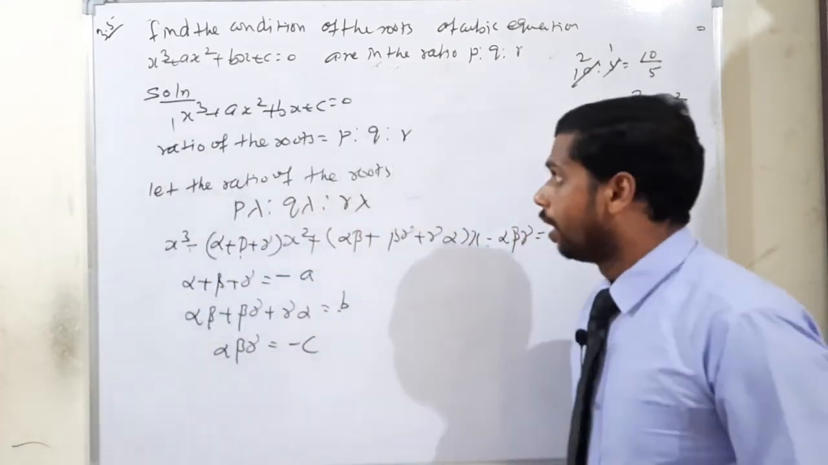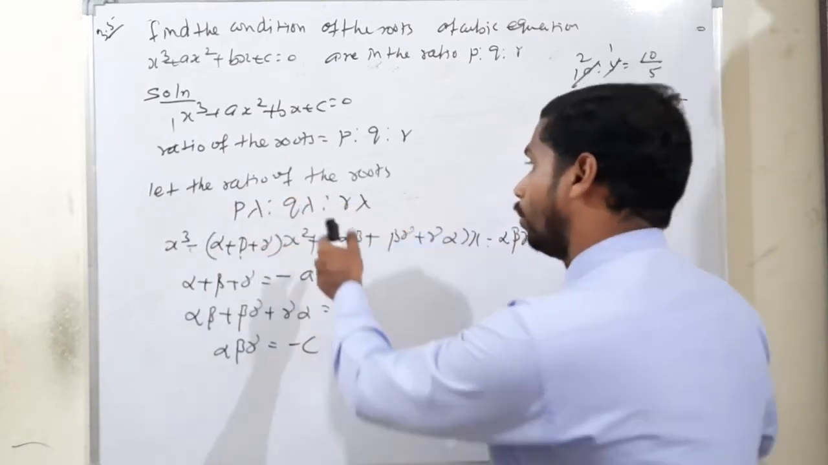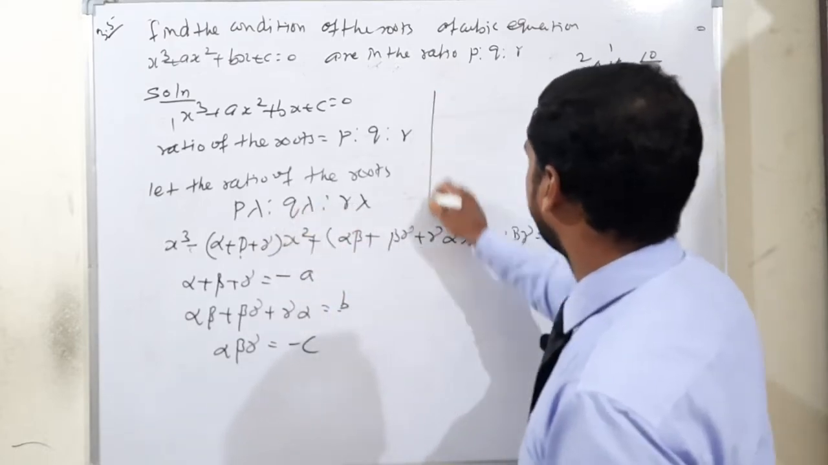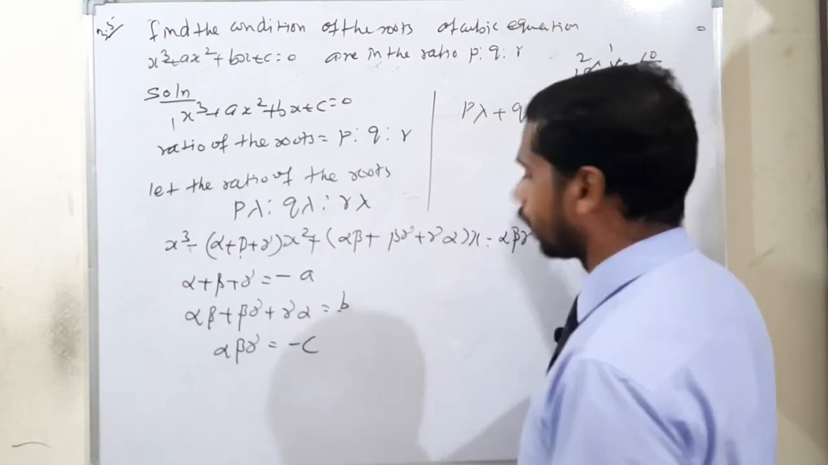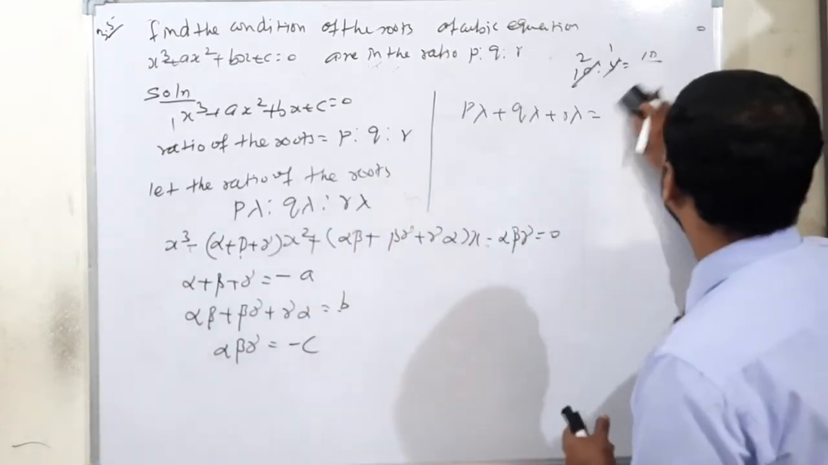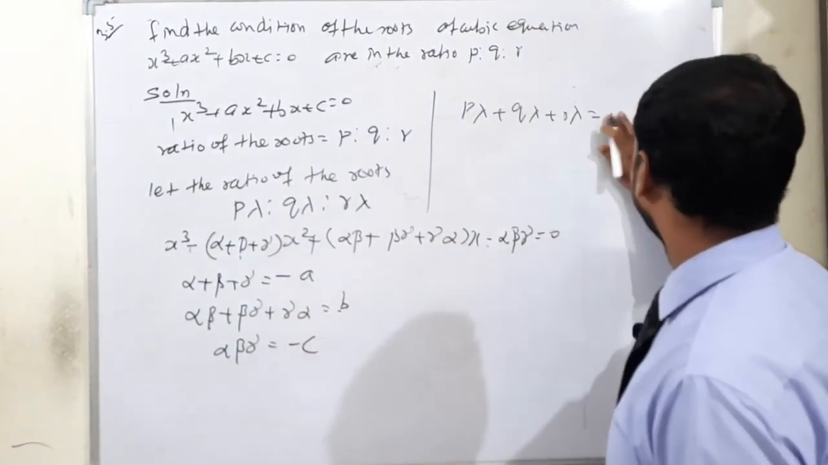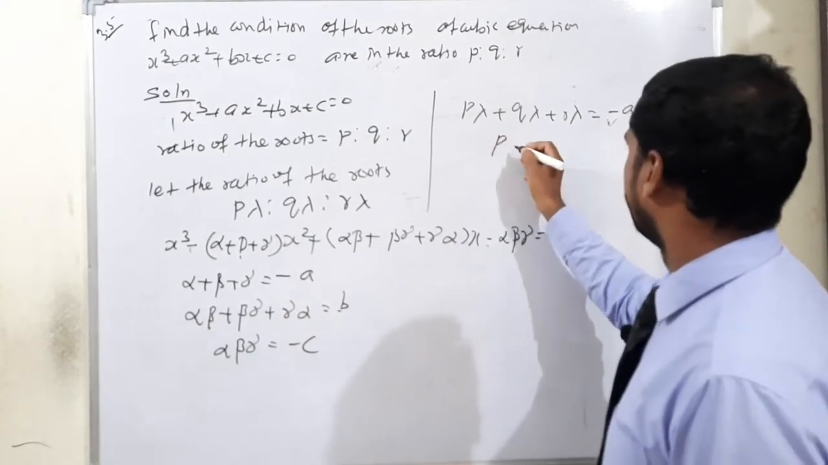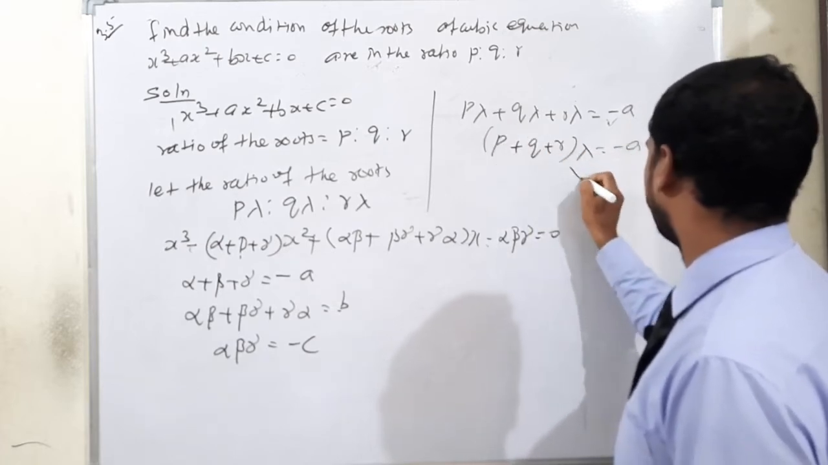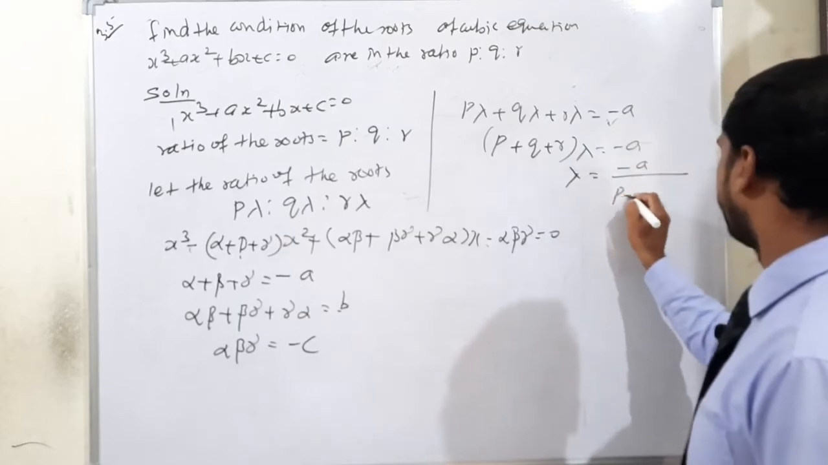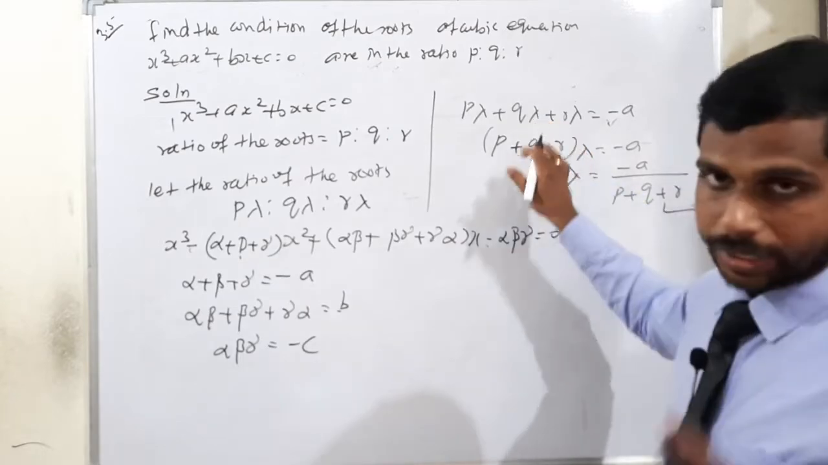Now let the ratio of the roots be p lambda, q lambda, r lambda. The sum of the roots, p lambda plus q lambda plus r lambda, is equal to minus a. Taking lambda outside, p plus q plus r into lambda is equal to minus a. Therefore, lambda is equal to minus a divided by p plus q plus r. This is equation number 1, from the sum of the roots taken one at a time.